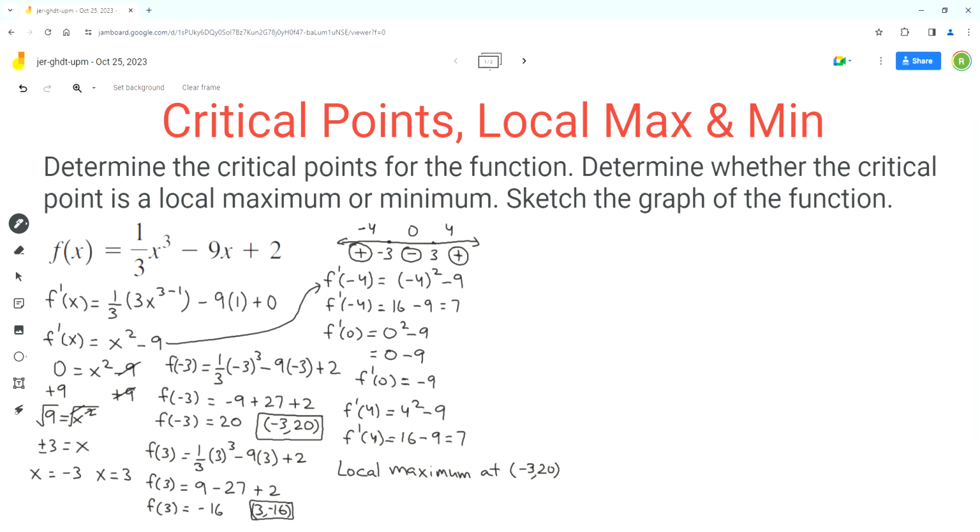Now at the other critical point, to the left side of x equals 3, the function is decreasing, but on the right side, the function is increasing. That means there is a local minimum at (3, -16).